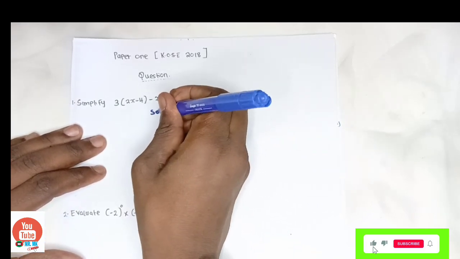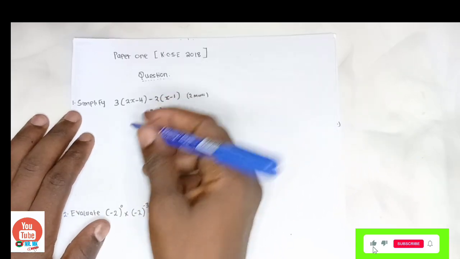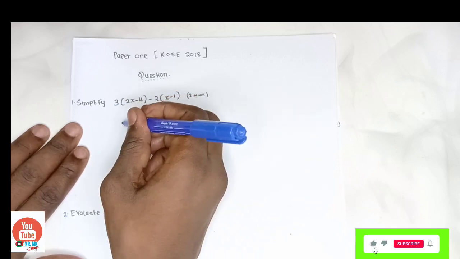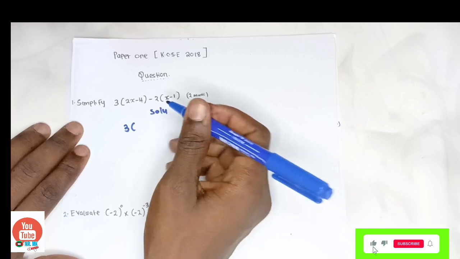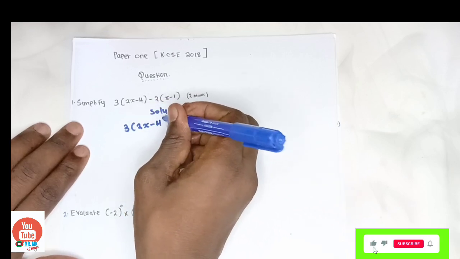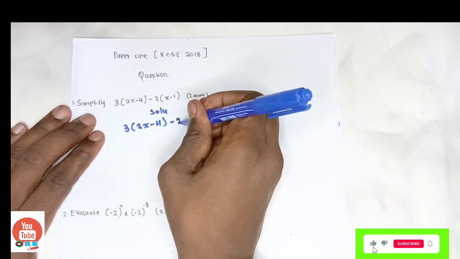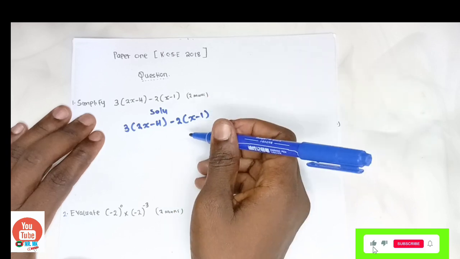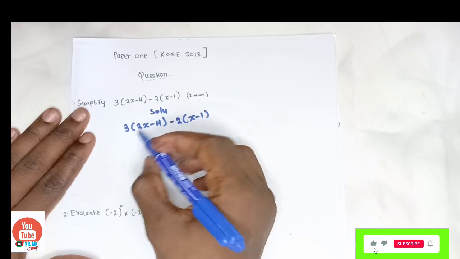Solution. How do you simplify this? Just rewrite it the way it is: 3(2x - 4) - 2(x - 1). After that, open the brackets by multiplying with what is outside.